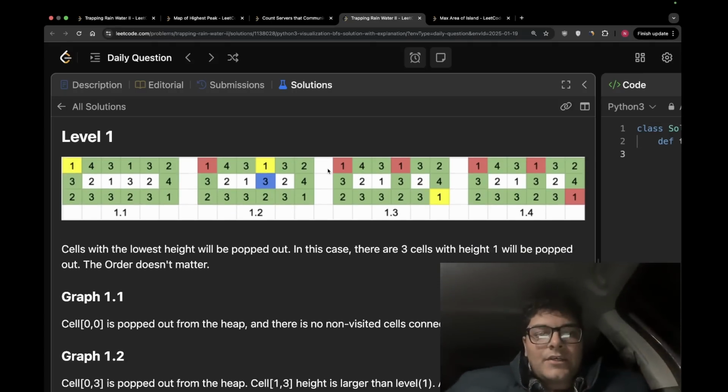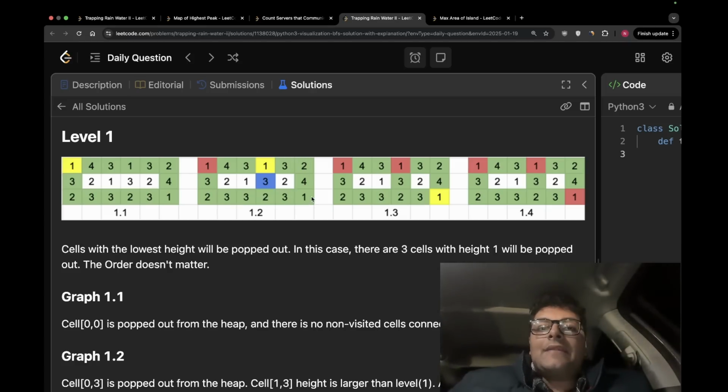But the idea here is that we want to use the edges, but we're not going to visit the entire border initially. We're going to initialize our queue. In this case, it's going to be a priority queue. I'll talk about why, but we're going to initialize our priority queue with all of these bordering elements, everything that is on the side. We're not going to add them to a regular queue though. We're going to add them to a priority queue. Specifically, it's going to be a min heap, not a max heap.